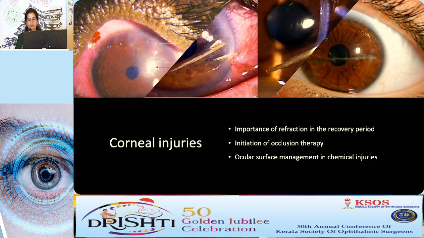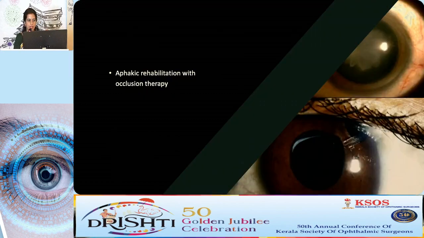Ocular surface management in chemical injuries is also important, because that also might result in a very poor outcome even though the initial phase is very well managed. Aphakic rehabilitation with occlusion therapy, like already mentioned: we might go in for a primary intraocular lens or a secondary intraocular lens according to the prevailing situations.